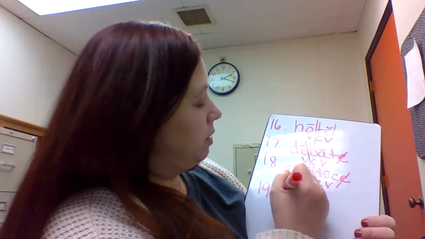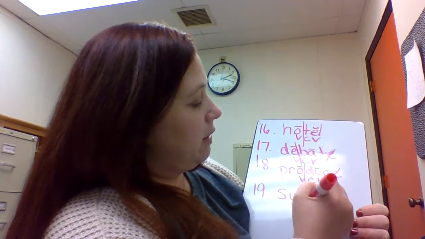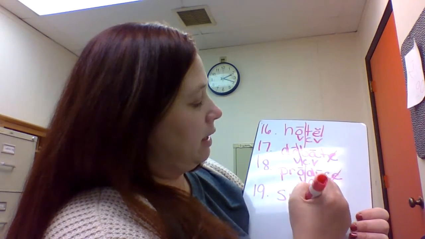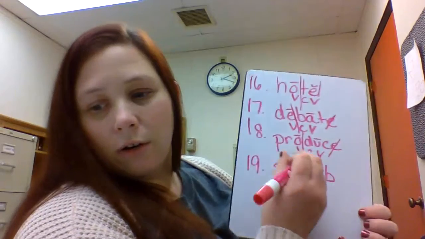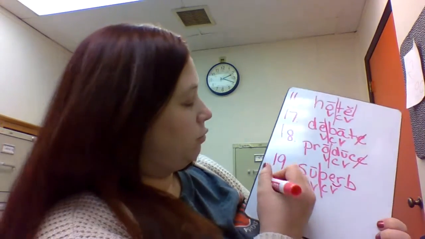Number 19, we have superb. We already did this one. Vowel, consonant, vowel. We'll draw our line. And our U gets a macron. We also have an ER, or arc, on there. And number 20, protection. Big word. Protection.